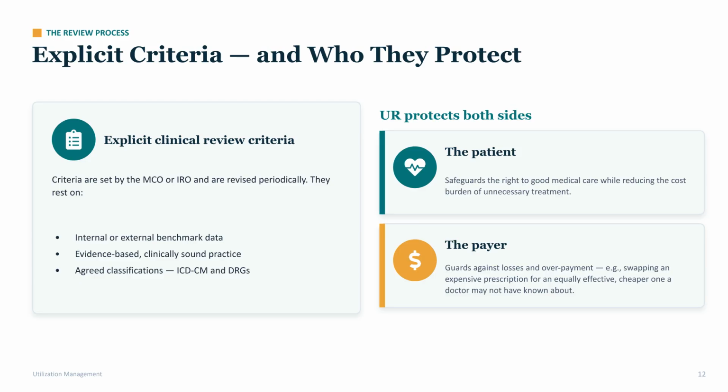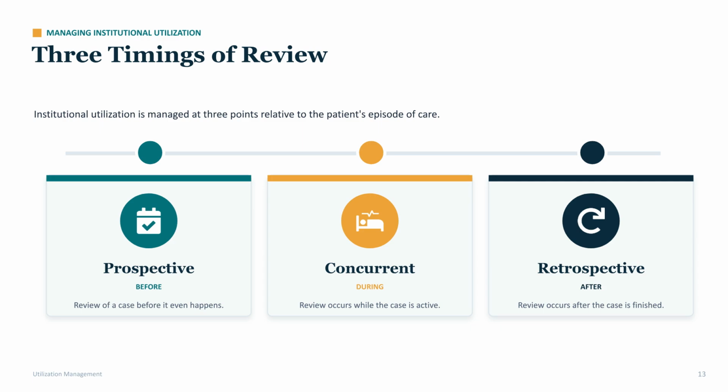Explicit criteria protect both sides. They ensure patients receive necessary care without excessive burden, and they help payers guard against financial loss by ensuring services meet evidence-based benchmarks. Utilization is managed across 3 distinct timings: prospective review before the case, concurrent review during active care, and retrospective review after discharge.